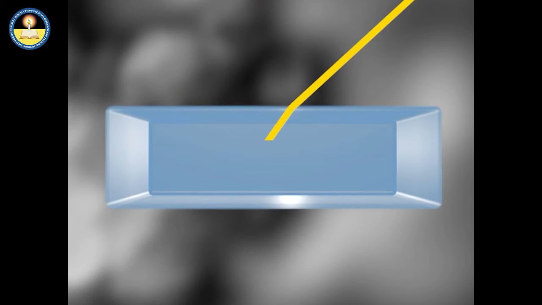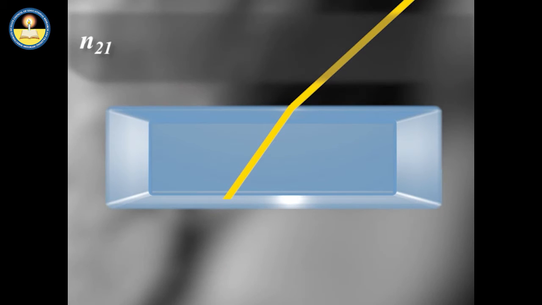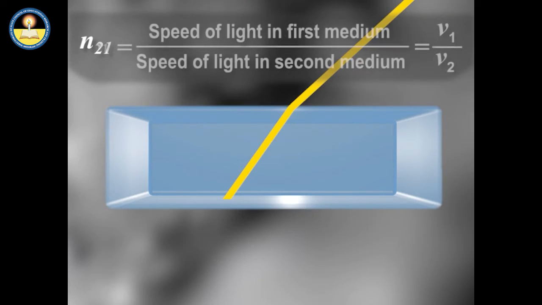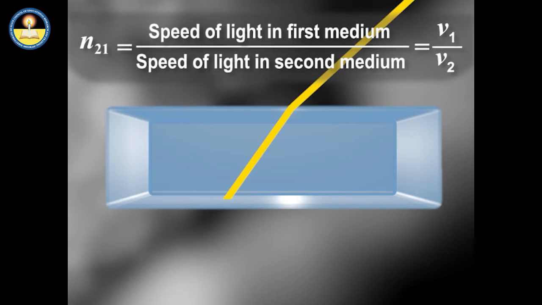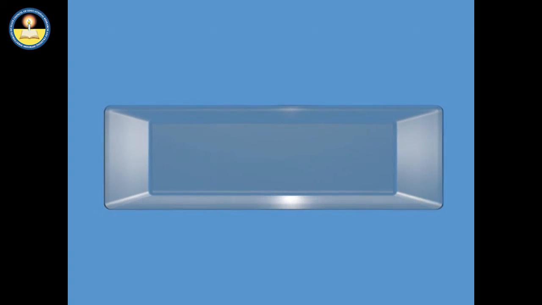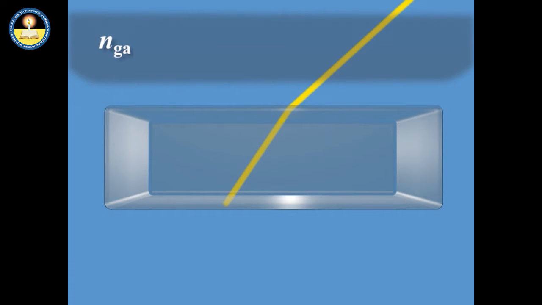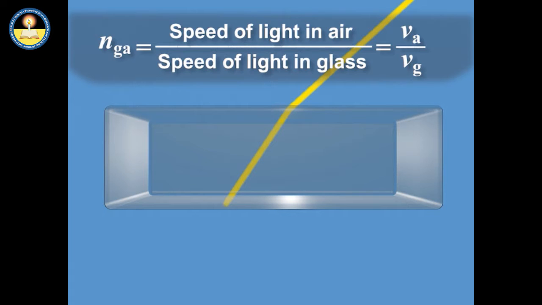If a light ray is refracted in medium 2, then the refractive index of medium 2 with respect to medium 1, in which the ray is incident, is represented by n21. It is the ratio of the speed of light in the first medium to its speed in the second medium. For example, if a light ray travelling in air is refracted by glass, then the refractive index of glass with respect to air is represented by n_ga, which is the ratio of the speed of light in air to its speed in glass.